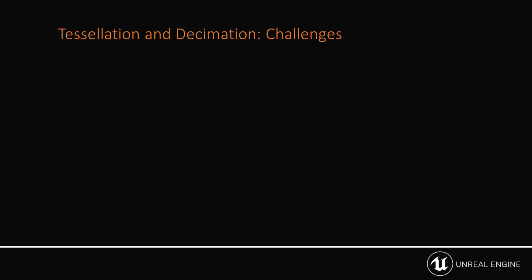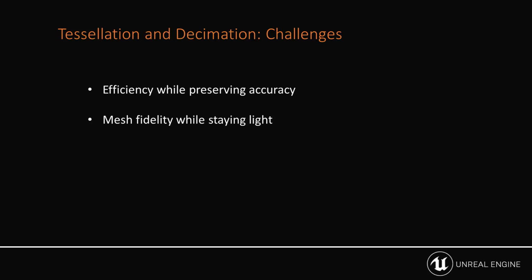Challenges with tessellation and decimation. So as we've seen, we need to work with data or translate that data into a way that's going to be usable depending on what we want to do in Unreal Engine. So we really want to get to this idea of efficiency while preserving accuracy. Well, what do I mean by that? That's this overall mesh fidelity, getting that overall accuracy while staying really light in the scene.